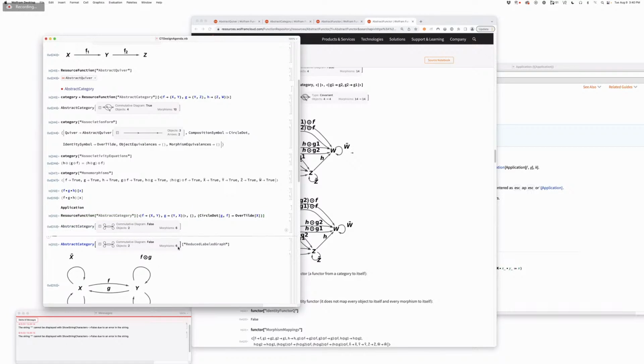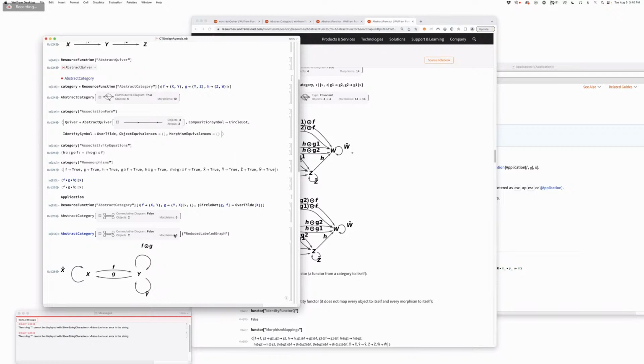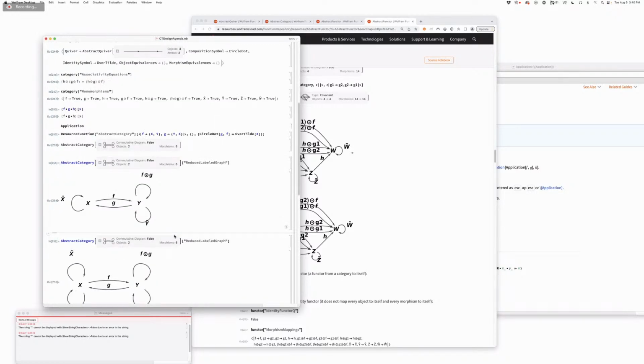Let's just check that works for a second. So if you do the reduced labeled graph of that, you should see now, yeah, that's collapsed to that. If you asked for retractions and sections of that, you can see that G is now a retraction and F will correspondingly be a section. Why is G a retraction? G is acting as a left inverse and F is acting as a right inverse.